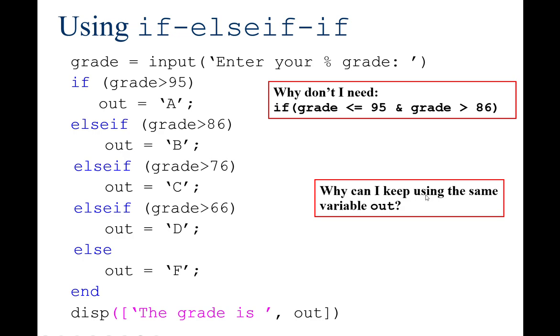Why can I keep using the same variable out? Well, because Matlab is only going to go to one of these. It's not going to go to each one. These types of constructs tell Matlab to skip around a little bit. As I mentioned before, logic gives Matlab the opportunity to kind of go where it needs to go versus what we've done in the past of Matlab executing every single line of code. Matlab's only going to see the word out being declared as a variable one time, even though we have it listed as 5 times.